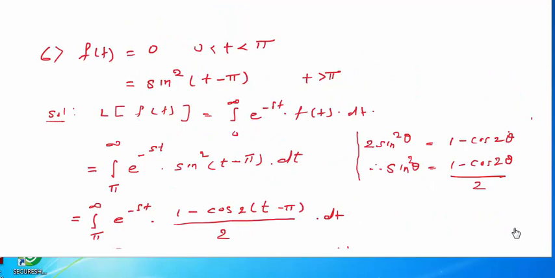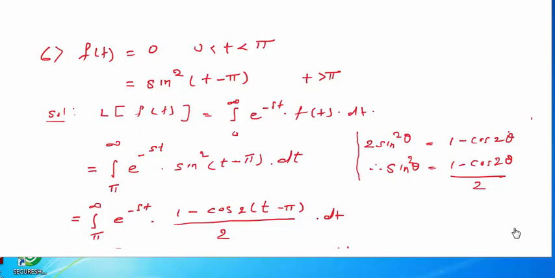Now let us solve the last problem. F of t is 0 for t between 0 to pi, and sin square (t minus pi) for t greater than pi. Laplace of f of t is the integral from 0 to infinity of e raised to minus st f of t dt. Formula first we will write. Then as 0 to pi its value is 0, so we say that this is the integral from pi to infinity of e raised to minus st sin square (t minus pi) dt.